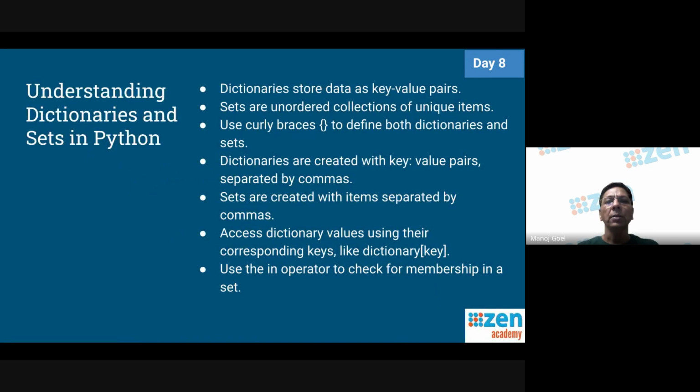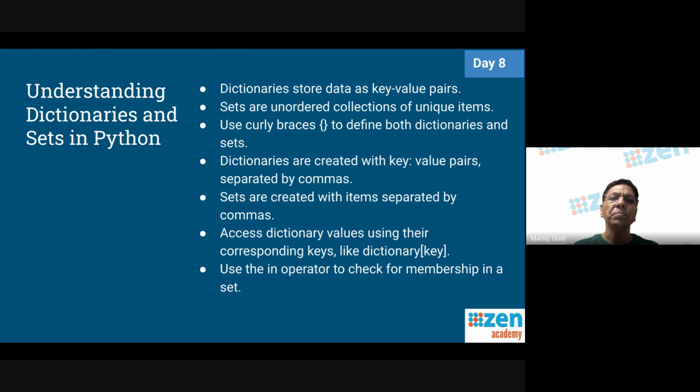So dictionaries, as you understand, have key value pairs, and these are stored within curly braces. So dictionaries store data as key value pairs, right? Any element from the dictionary that you want to access, you do it using its own key. You have to use the key, colon, and value. So key value pair, this is how you store the values in a dictionary.